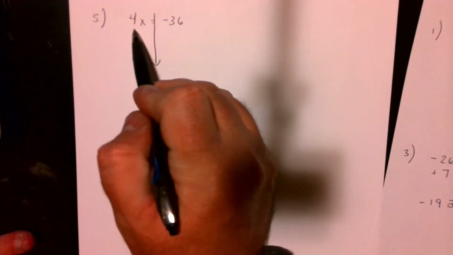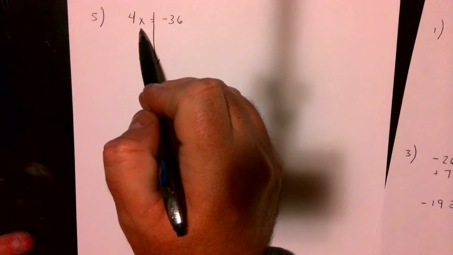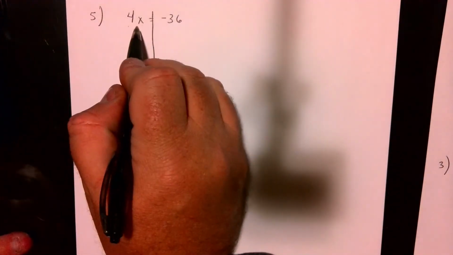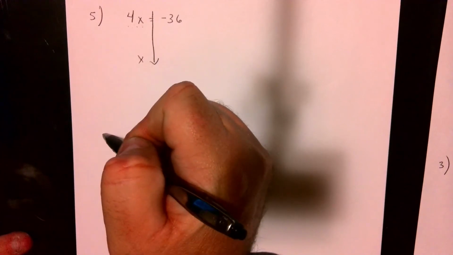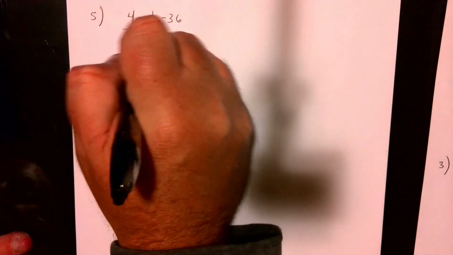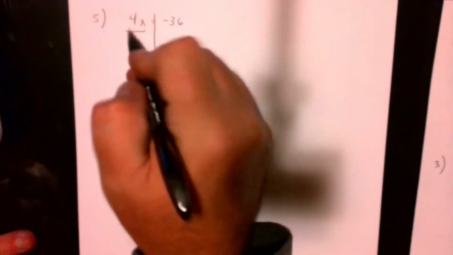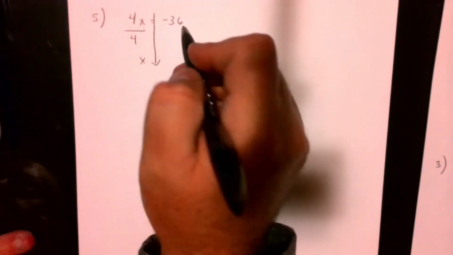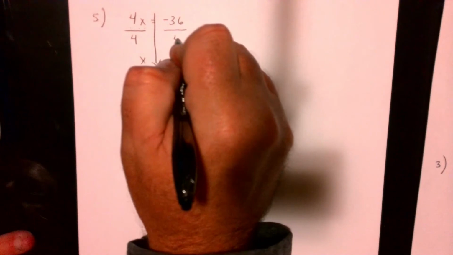Two things side by side mean to times. This says 4 times x. So we're trying to undo it. The opposite of timesing by 4 is dividing by 4. So if I divide this side by 4, I need to divide this side by 4.